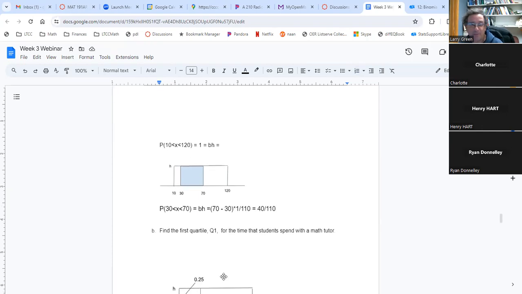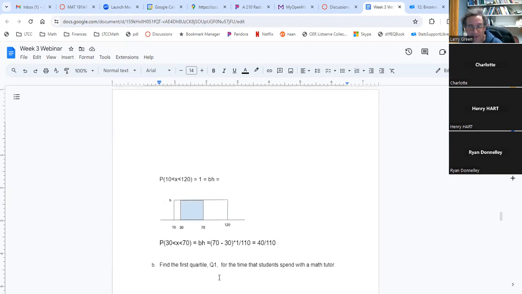Okay, let's do another example. Let's find the first quartile, Q1, for the time that students spend with the math tutor. Do you remember what it means to say Q1 or first quartile? What does that mean? This happened a couple weeks ago. Yeah, 25th percentile, or the probability of being below that value is 0.25.